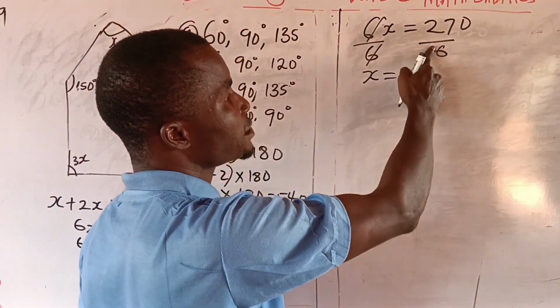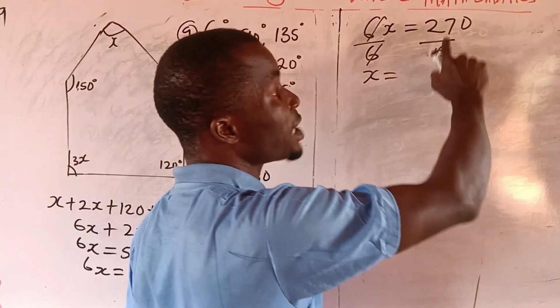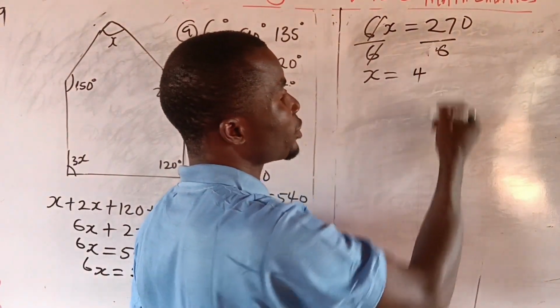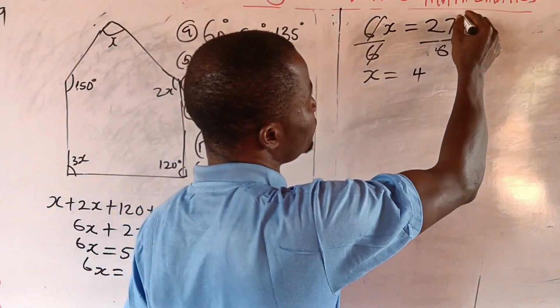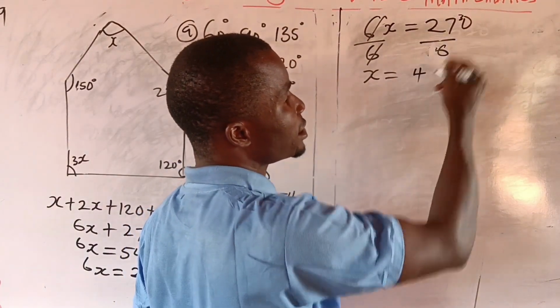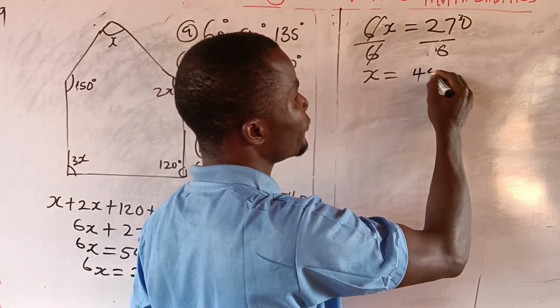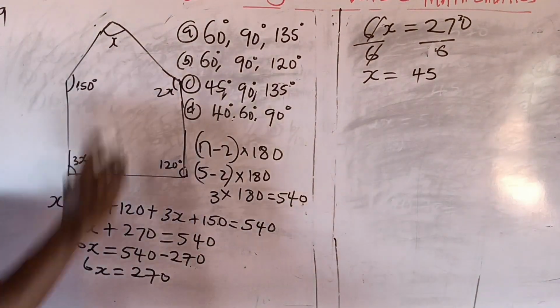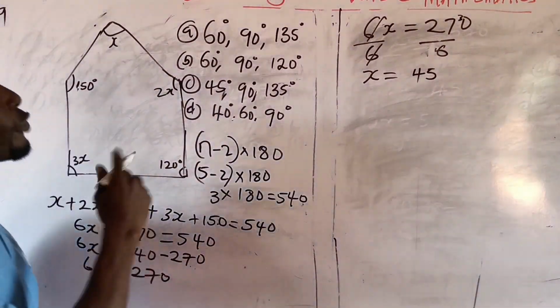270 divided by 6. How many 6 can we see in 27? We are going to see 4 times, remainder 3. How many 6 can you see in 30? We are going to see 5. So our s here is 45.